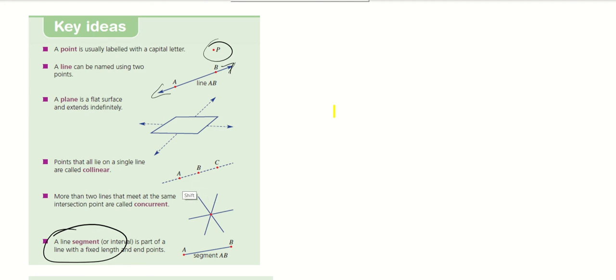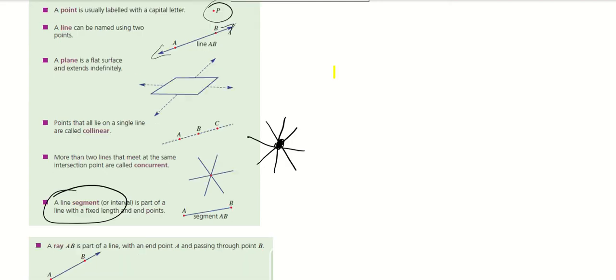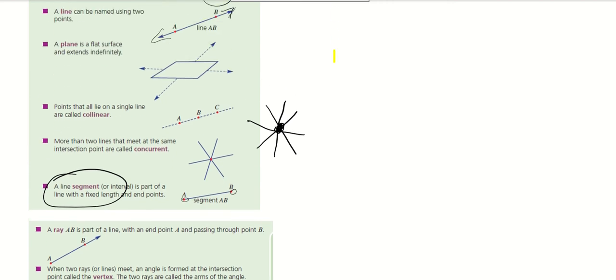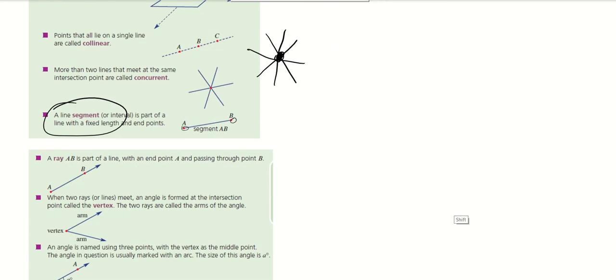Collinear points are points that all lie on a single line. So it's not a collinear line really, it's the collinear points. A, B, C are collinear because they all go in the same straight line. And more than two lines that meet at the same intersection point are called concurrent. So you see this here. Any of these lines, well, that's not a perfect line, but if they all went through the same point here, those are concurrent lines. And then a line segment is like a line, but it's just part of it and has fixed endpoints. You see there's no arrows there. It's a line segment. You just have to know these. There's no real scientific knowledge. You just have to know these.